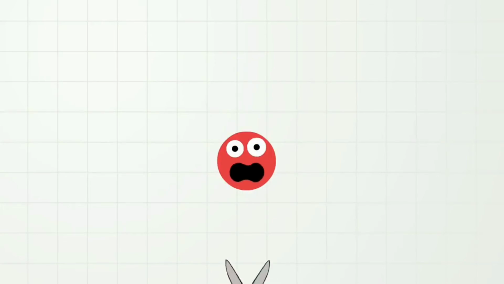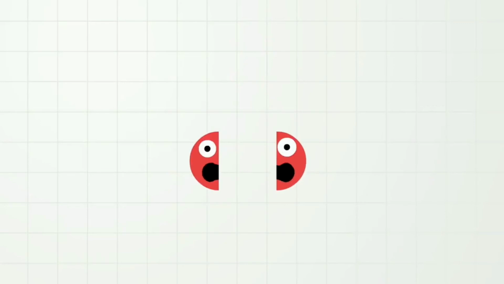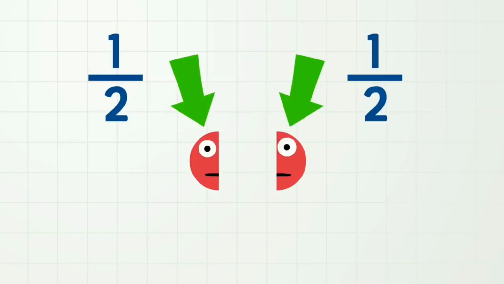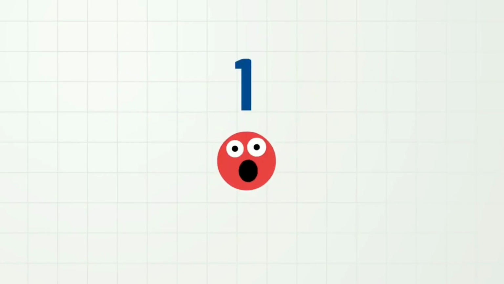But don't worry, I am a cartoon, so it won't hurt. How many me's do you see? Are there 2 me's? No, not really. There are 2 parts of me, or 2 equal halves of me. 1 half here and 1 half here. And when we put 1 half and 1 half together, there is 1 whole me.